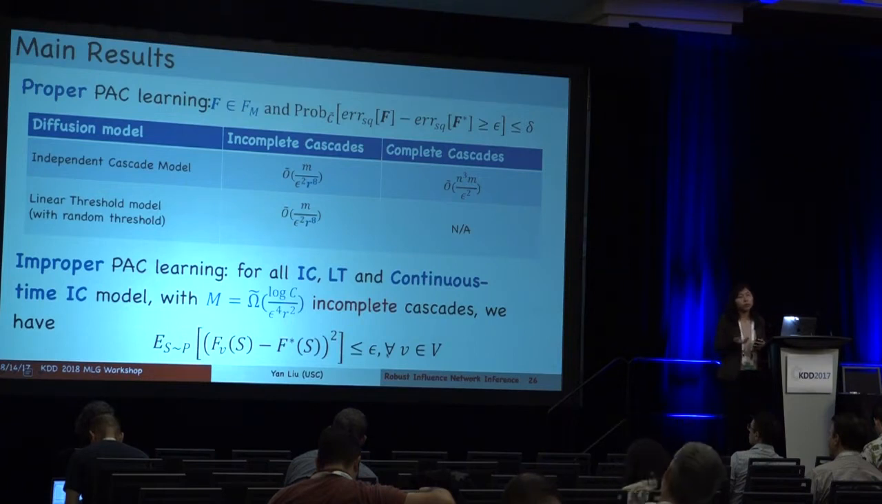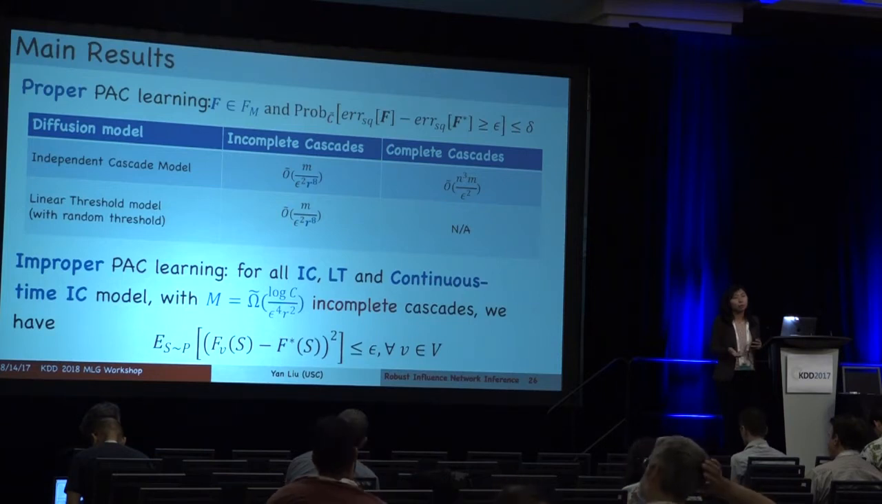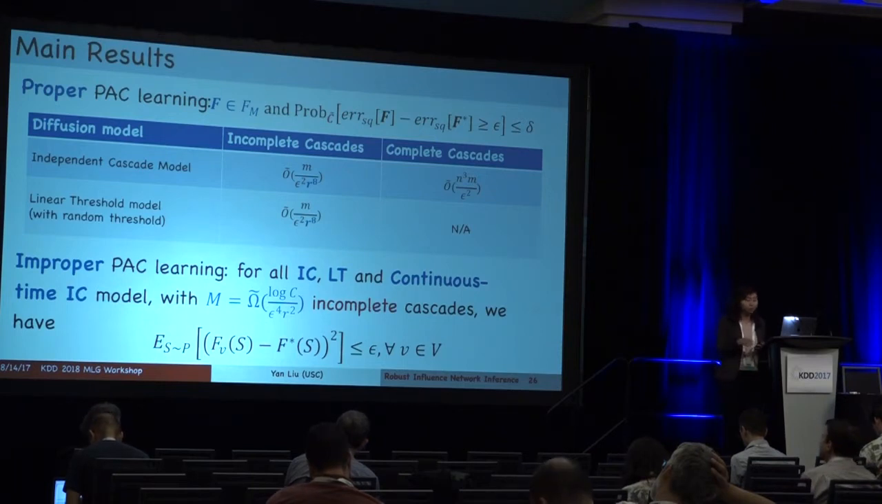If you're interested, we can talk offline, or you can look at the paper that we published in NIPS. Here I'm really trying to give you a quick picture of what type of theoretical analysis results we can get. To summarize, if the data are missing at random, then we will still be able to develop this algorithm to effectively infer the influence functions. However, the number of observations, that is the number of cascades that we observe, will be much more than before.